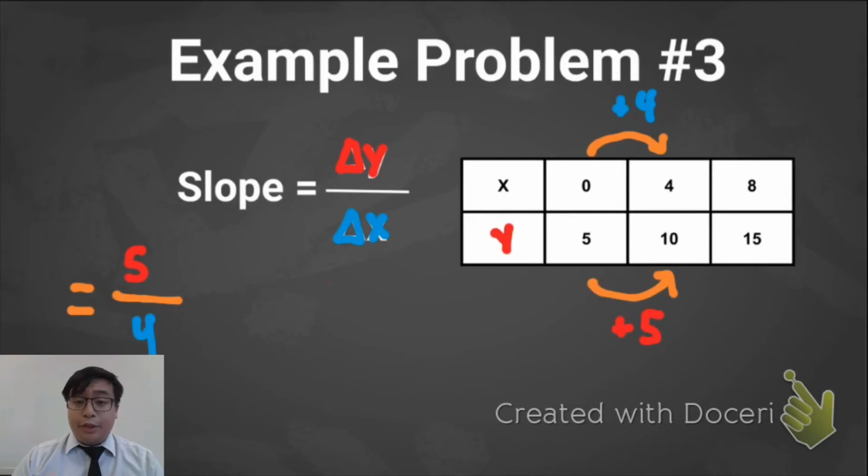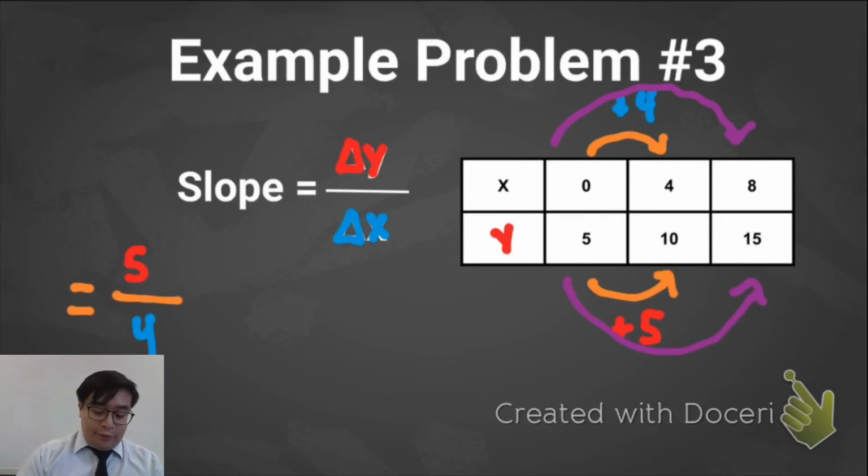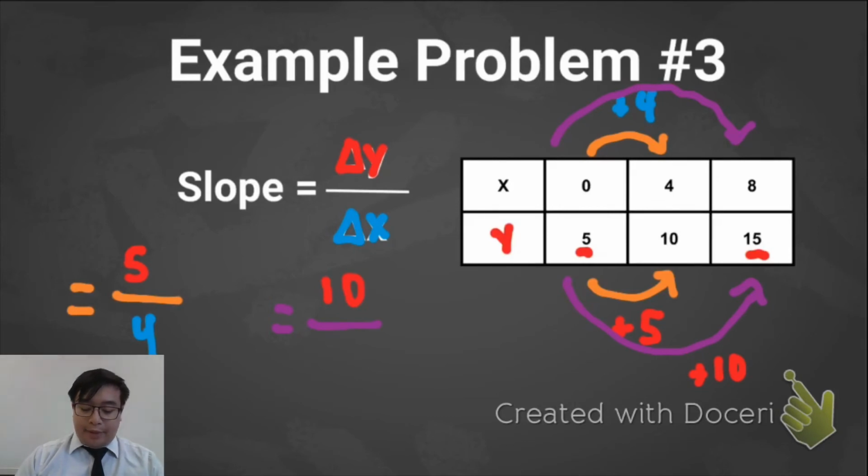Now, what if I pick 2 different arrows? Will I still get the same slope? Let's figure that out. Instead of drawing these orange arrows, what if I drew these purple arrows? Let's find my change in y. Here, I'm starting at 5 and going up to 15. That's a change of plus 10. And let's find my change in x. I'm going from 0 all the way up to 8, so that's a change of plus 8.